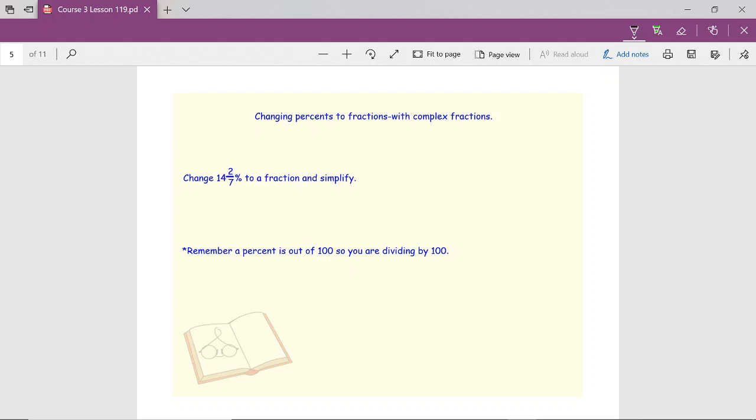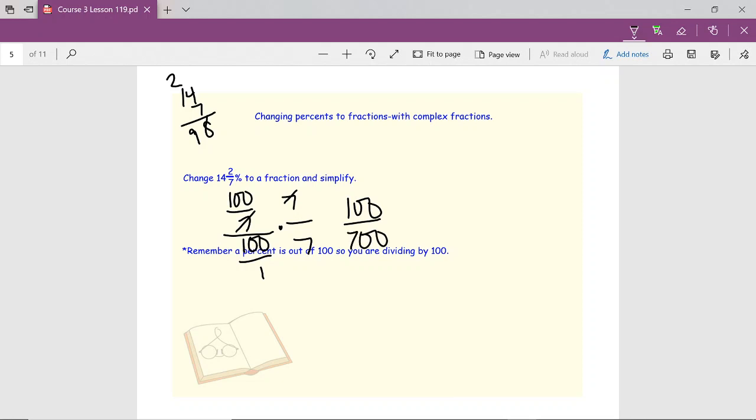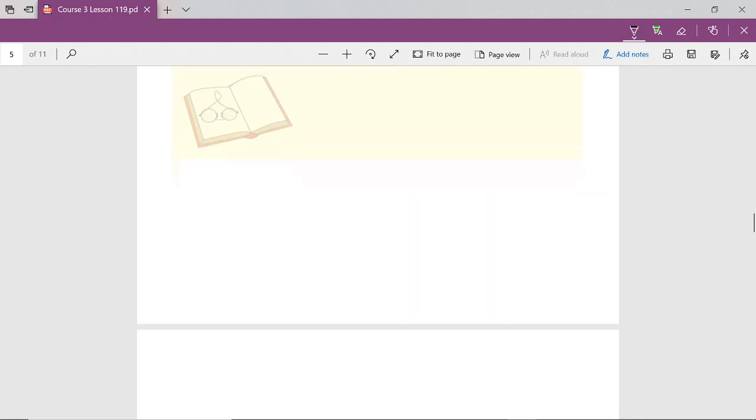Let's change 14 and 2/7% to a fraction. So first of all, let's change it to an improper fraction. So 14 times 7, let me just work that out, 14 times 7. So we get 98 plus 2 is 100 over 7. And I'm going to be dividing by 100 in order to get this to a fraction, which means I'm going to multiply the numerator by 7, denominator by 7. And these 7s cancel out, so I just get 100 over 700 is 1/7. So 14 and 2/7% is just 1/7.